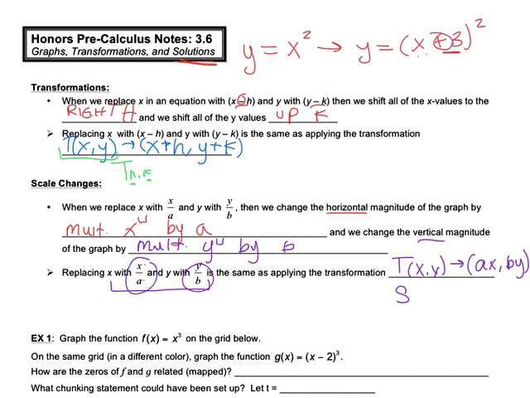And you might see a scale change like this. You even might just see it like this. So that denotes scale change. This is what you do to the x's, multiply by a. That's what you do to the y's, multiply by b.